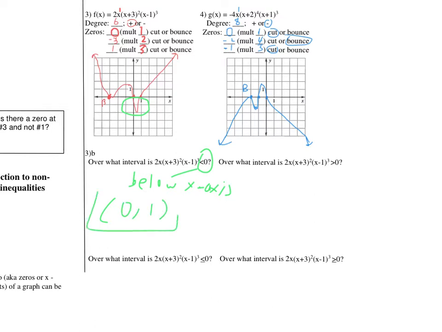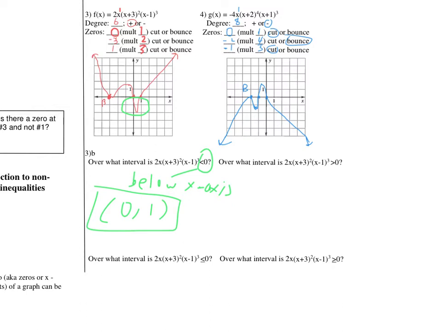And we're talking about our x values there. So at the x value of 0, it starts being underneath the x-axis, and then at the x value of 1, it finishes. I'm going to use parentheses there because at 0 and 1, it's technically not below the x-axis. It's at the x-axis, okay?